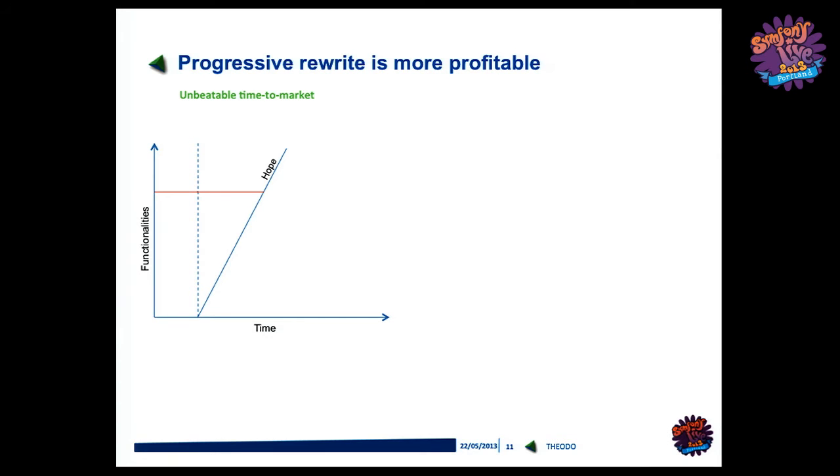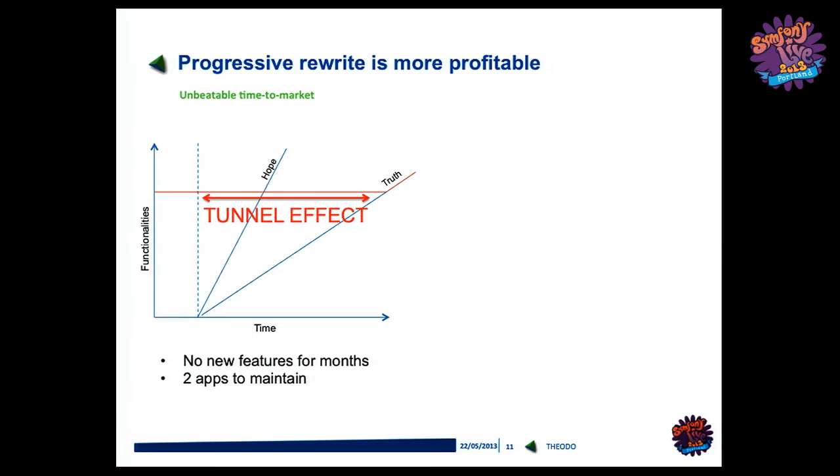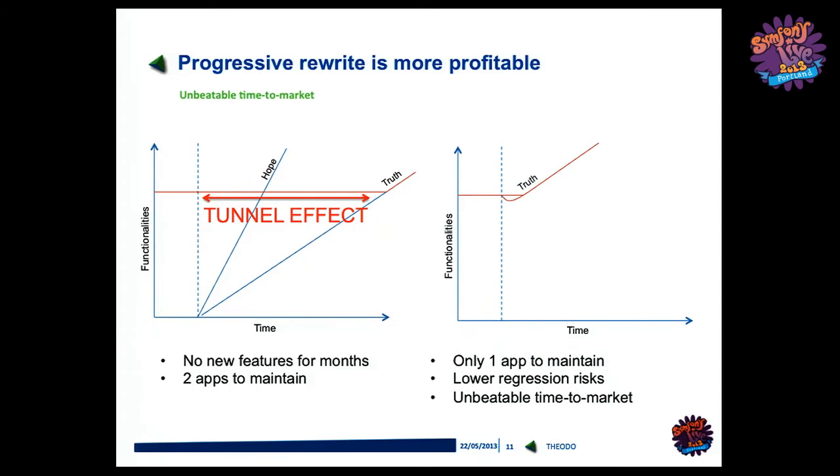The truth is, it usually looks a lot more like that because you completely underestimated all the business logic that was behind the project, and you get this horrible tunnel effect, which is completely non-agile. What I want to try to convince you of is that you should have a much more progressive approach, which from the beginning will maybe be a little slower, but at least you will have things in production right away and less risks, which is an unbeatable time to market.